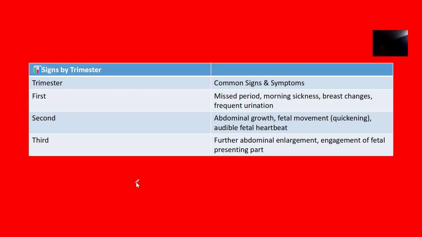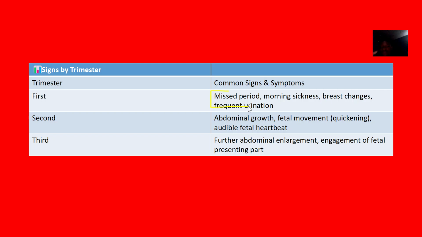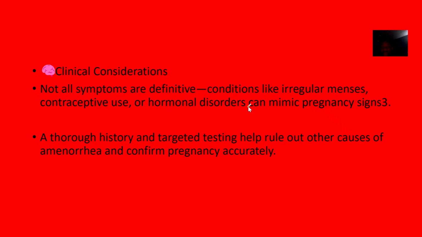You also watch out for these signs and symptoms depending on the trimester. First trimester, those are the common signs and symptoms. Second trimester, those are the common signs and symptoms. Third trimester, those are the common signs and symptoms you might see. Not all symptoms will 100% confirm that there is a baby. I've explained that over and over again. Some signs will only give you an idea to move further.